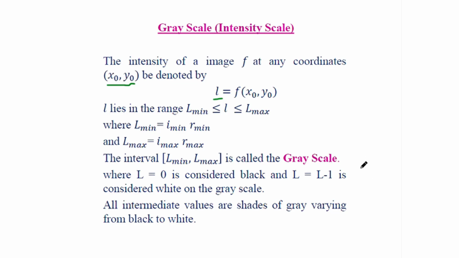Okay, you know in the grayscale image you have 256 intensity levels. In those, 0 represents black and 255 represents white. Same way here, L equal to 0 is considered black and L equal to L minus 1 is considered white on the grayscale. The intermediate levels 0 to L minus 1 are nothing but some gray levels. This is about grayscale or intensity scale. It is defined only for, remember, only for grayscale image.